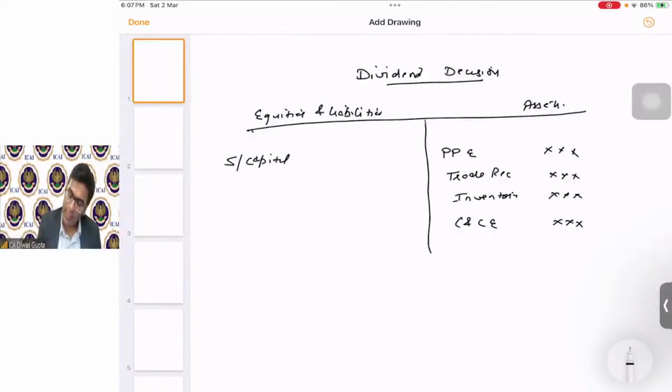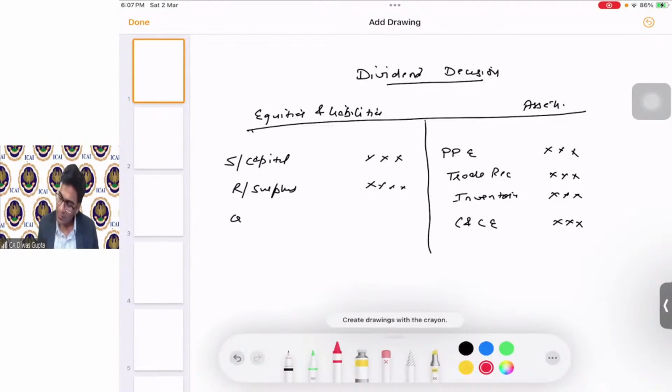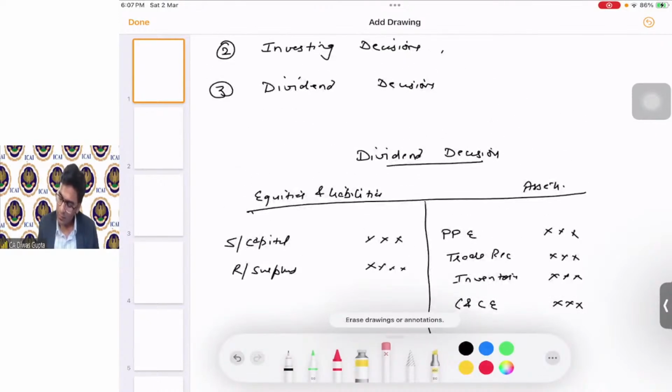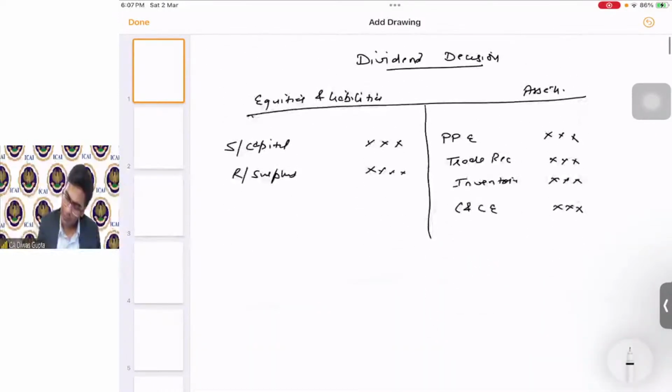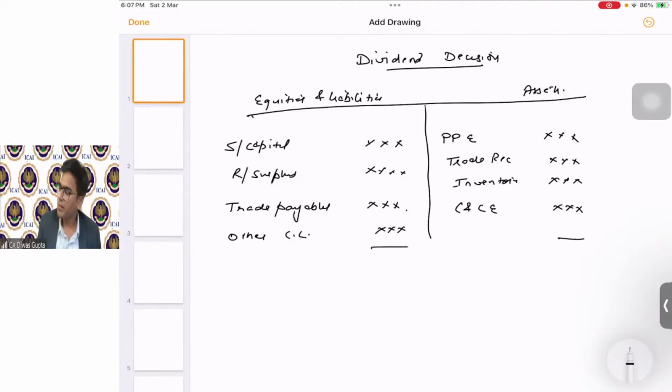In the form of liabilities or equity capital, there will be, let's say, share capital, there will be reserves and surplus, there will be trade payables, or there can be other current liabilities, non-current liabilities, whatever it may be, right? I have just plotted some of the things.